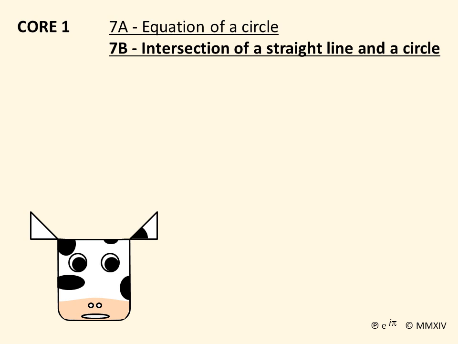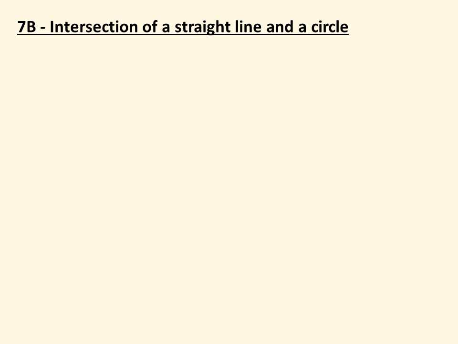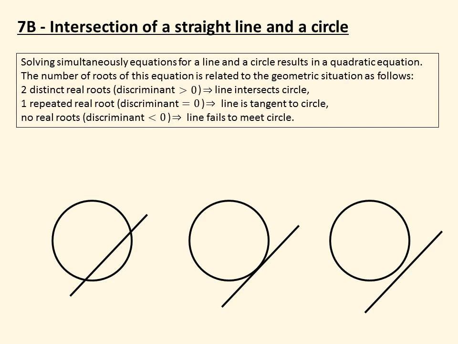In the second part of section 7, we're going to look at straight lines and circles and where they intersect. If we solve the equations for the straight line and the circle simultaneously, we have three situations. The line can intersect the circle, the line can be a tangent, or the line cannot intersect the circle.